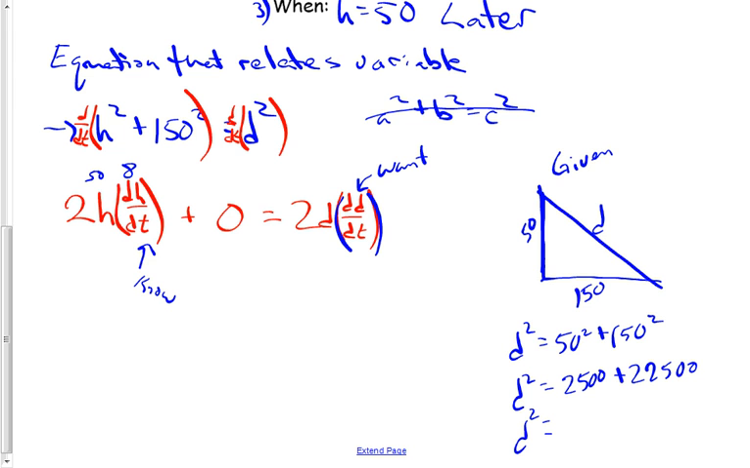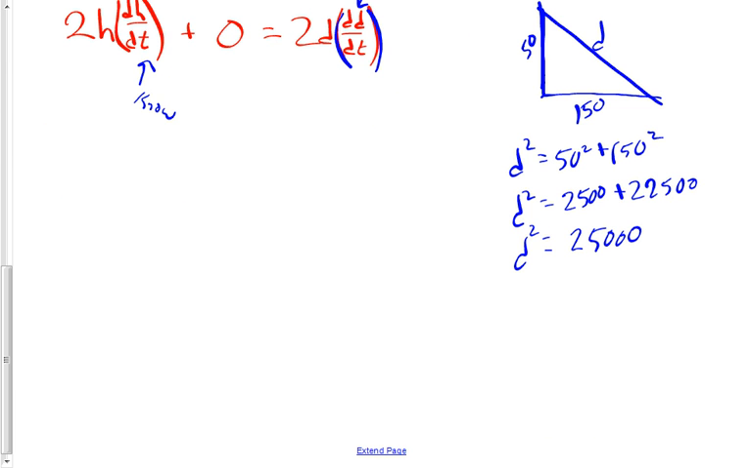So 22,500 plus 2,500 is 25,000. I'm not some sort of savant. I did this problem already. That's 25,000 underneath the square root. I'm not going to go any further than that at this point. Okay?